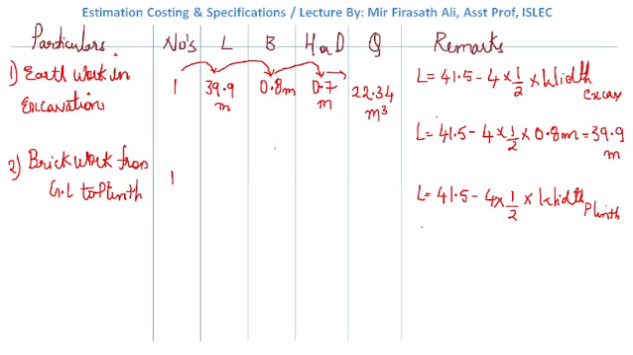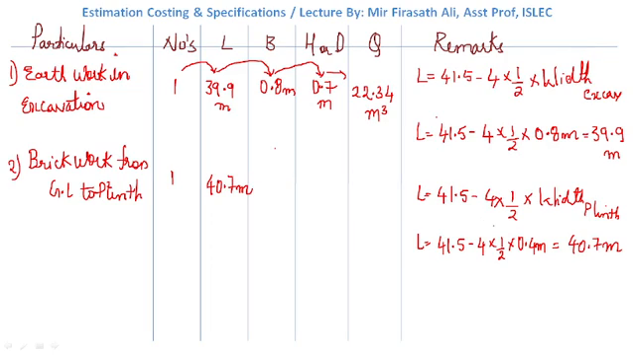So include that over here. Length is equal to 41.5 minus 4 into 1 by 2 into 0.4 meters, which is nothing but, on calculating this, I'll get the value as 40.7 meters. Write down that length over here, 40.7 meters.